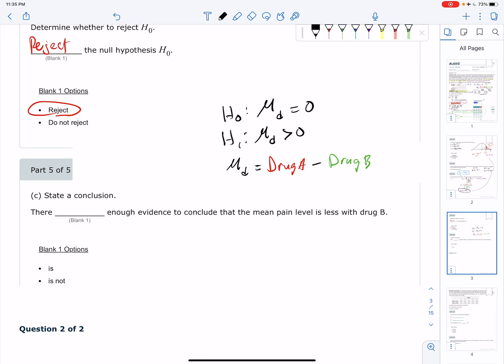Now, using our test statistic, what did we do? We said we are going to reject the null, which means we have to go with the alternate hypothesis. So what's the only way you can have m sub d be greater than 0? This has to do with subtraction. If you subtract a big number from a small number, it's going to be negative, less than 0. If you subtract a small number from a big number, it's going to be positive, greater than 0. So the fact that mu sub d is greater than 0 must mean that drug A is the bigger number, and we're talking about higher pain. So drug A has higher pain, which means drug B has lower pain.